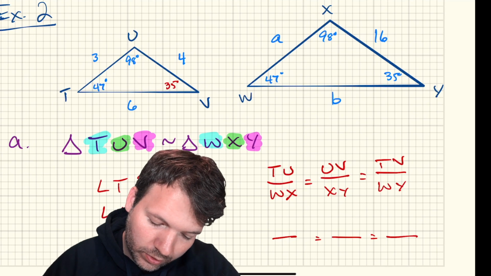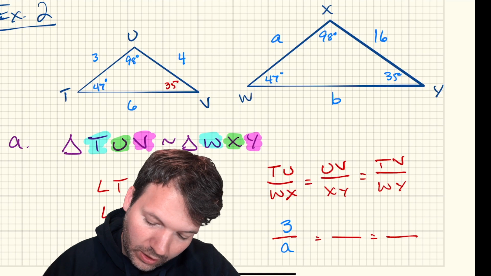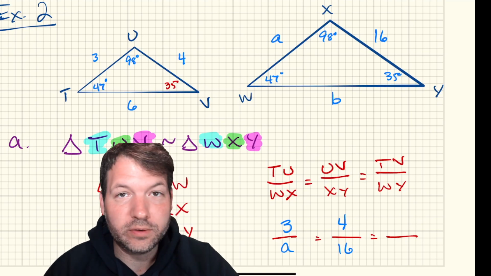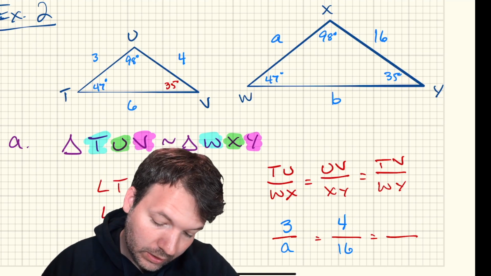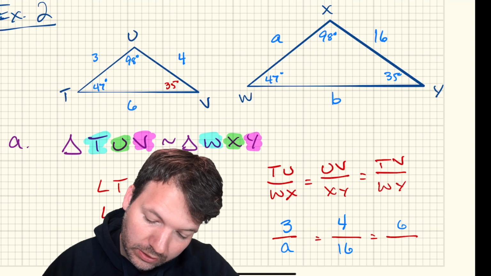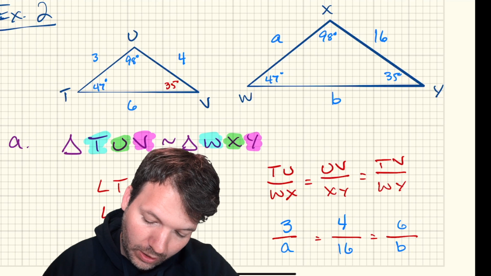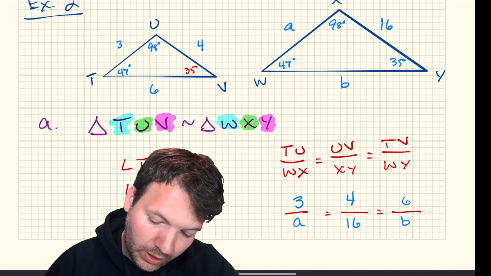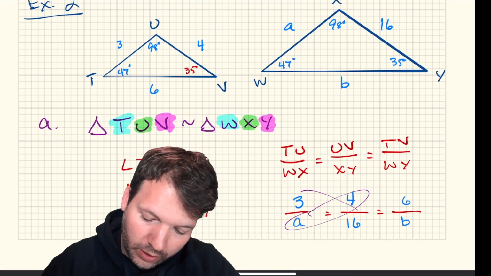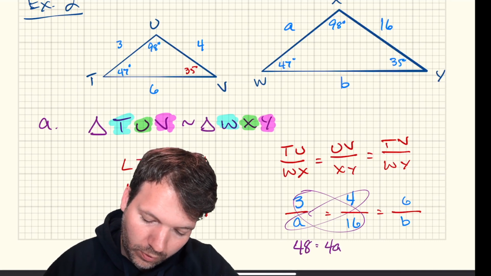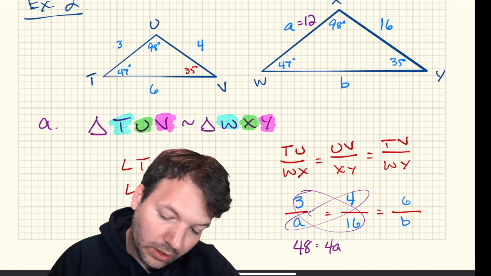So if we fill this in with the actual side lengths that we know about, we can say, well, TU was 3, WX A, UV 4, XY 16. So obviously my figures here are not drawn to scale, but in my defense, neither are the books. TV is length 6, WY is length B. And so we want to solve for A and B. You can tell we can do a lot of cross products if need be. 48 equals 4A. A must be 12.